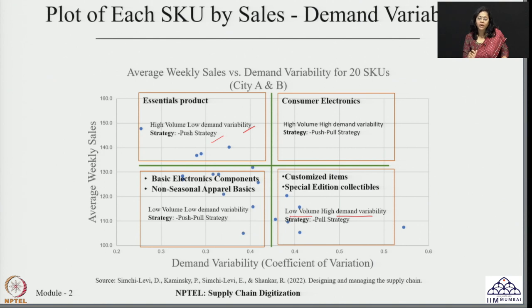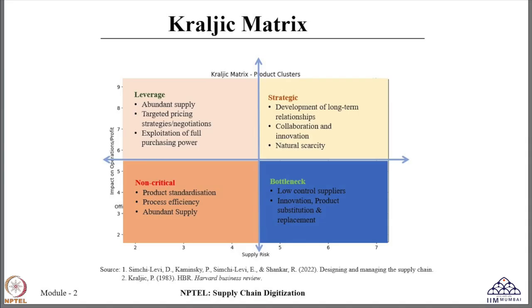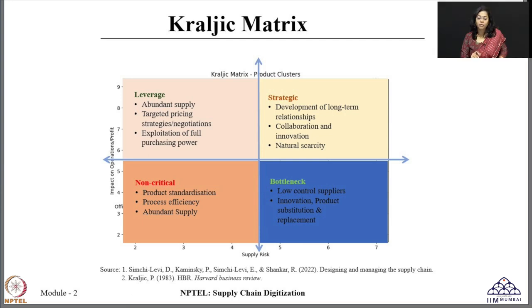This is a very interesting example about product segmentation, which is based on demand variability and the weekly sales. Let us pick up one more example of product segmentation, but this is a very famous concept which is used for sourcing and procurement related decisions. We will try to cover it quickly.